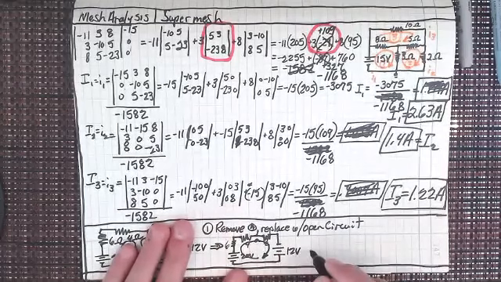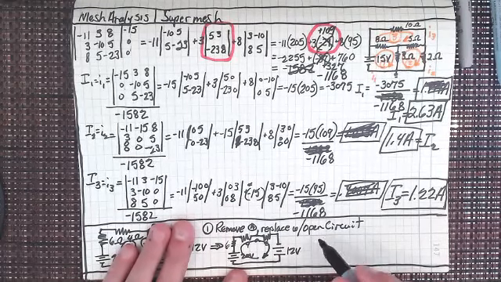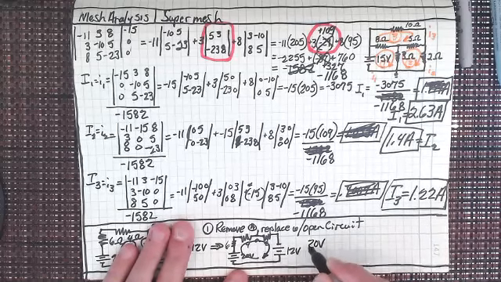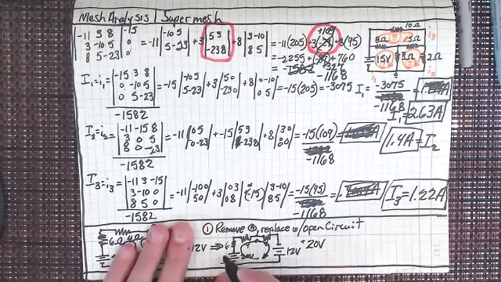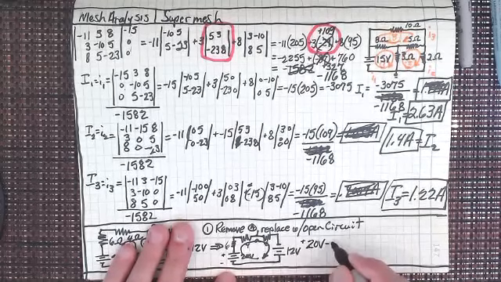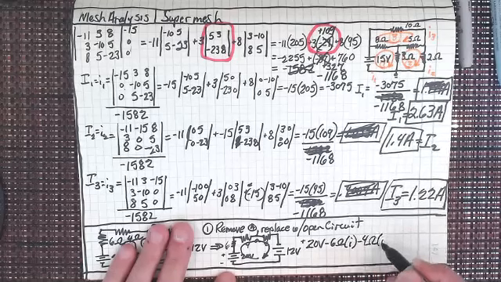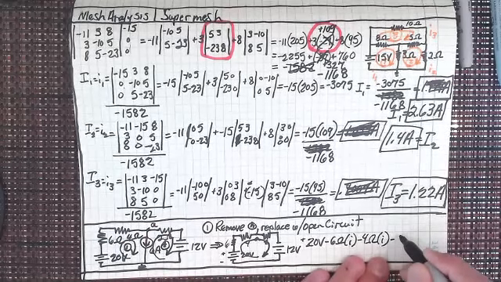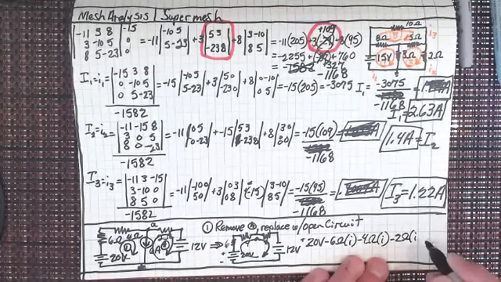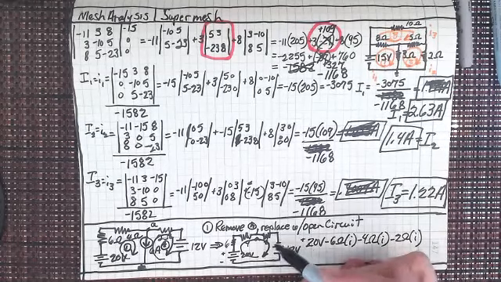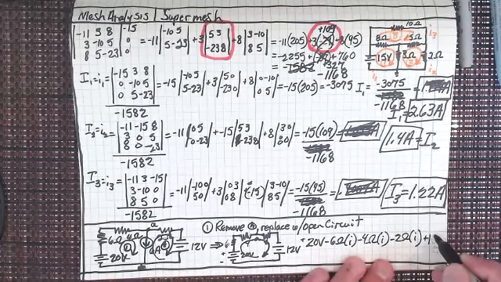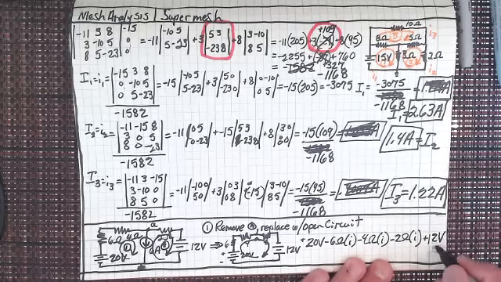And so when I sum the things going around that mesh, wouldn't that be plus 20 volts, because I'm going from the minus to the positive there, and then minus 6 ohms times I, minus 4 ohms times I, minus 2 ohms times I, and then as I keep going, it's going to be plus 12 volts. All of that equals 0.